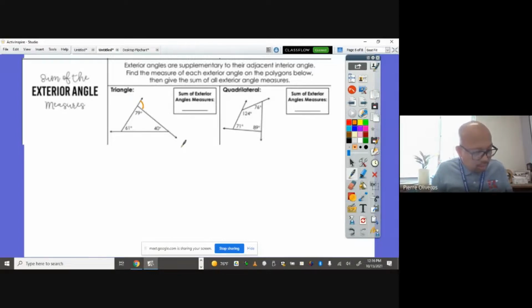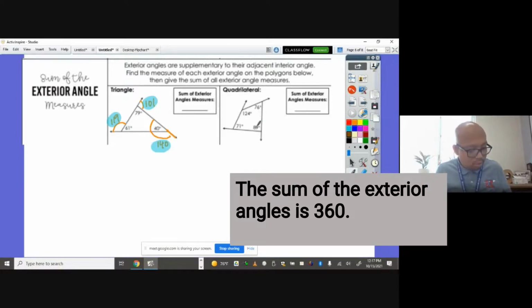So we know 180 minus 79 will give us 101. This one here will be supplementary to 61. So 180 minus 61 will give us 119. And this 40 here, that's a supplementary, so 180 minus 40 is equal to 140 degrees. So now, what do you think will happen if I add all of these exterior angles? So 119 plus 101 plus 140, the answer is 360 degrees. The sum of the exterior angles is 360 degrees.